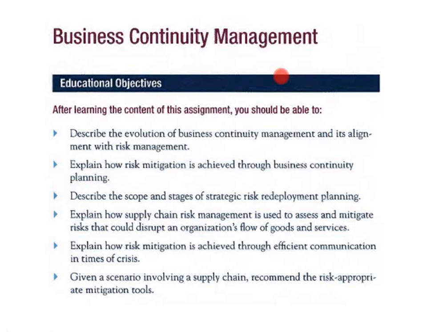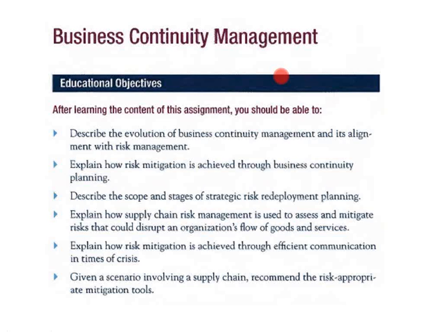On the educational objectives for this chapter, one of the things that we want to be able to do is describe the evolution of business continuity management. It's in alignment with risk management. So that's, again, the history of how we get to where we are now, where we really talk about disaster preparedness and helping people recover after that, to where now it's really part of risk management. It's aligned much more. Explain how risk mitigation is achieved through business continuity planning.